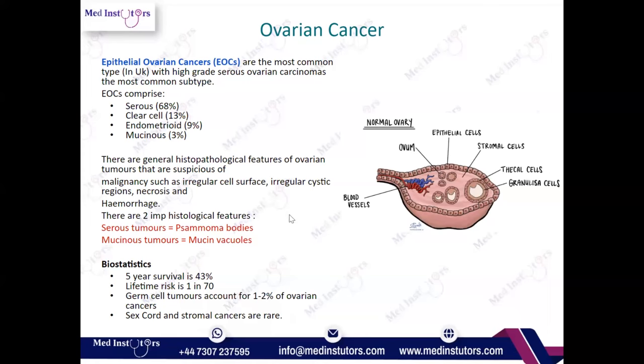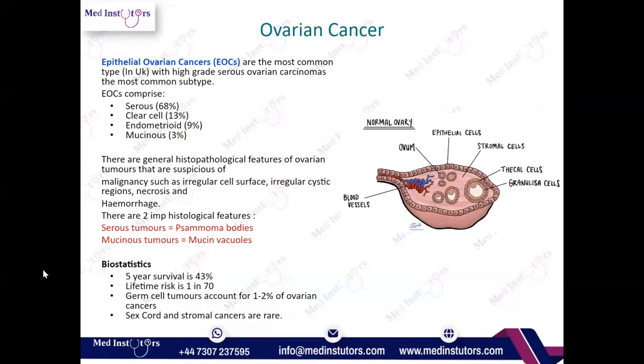Okay, in the exam, sometimes they expect that you know the histological features of important ovarian cancers. So here are the two keywords. If you find in the stem, in the histopathological findings, psammoma bodies, then go and look for the serous tumors. And if you find the keyword mucin vacuole, then go and click on mucinous tumors. And again, this is a normal ovary. This is the normal structure: epithelium, theca cell, granulosa cell, stromal cell, and the germ cells.